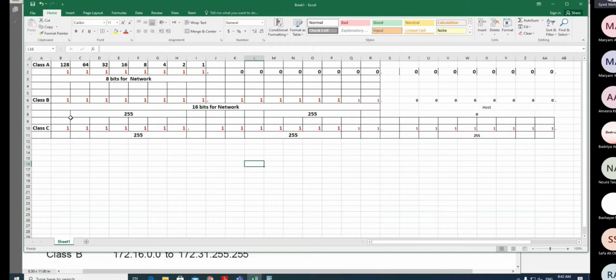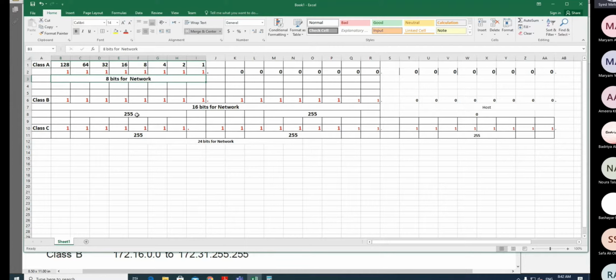255.255.255.0. But in class B, as I told you, 16 bits for the network. Here, 24 bits. Let me write here, 24 bits for the network. You can see here 16 bits in class B for the network, and class A 8 bits for the network.